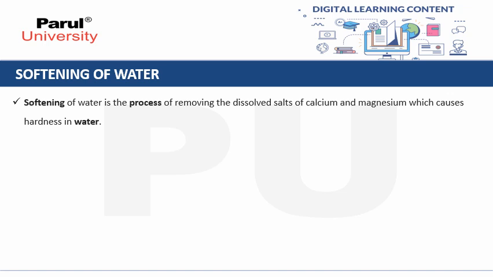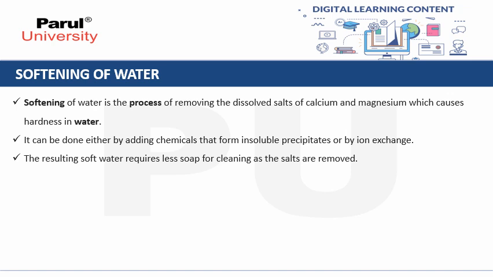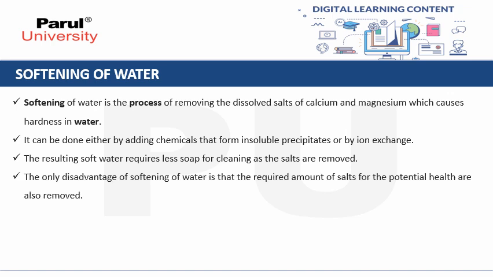Softening of water. Softening of water is the process of removing the dissolved salts of calcium and magnesium which cause hardness in water. It can be done either by adding chemicals that form insoluble precipitates or by ion exchange. The resulting soft water requires less soap for cleaning as the salts are removed. The only disadvantage of softening of water is that the required amount of salts for potential health benefits are also removed.